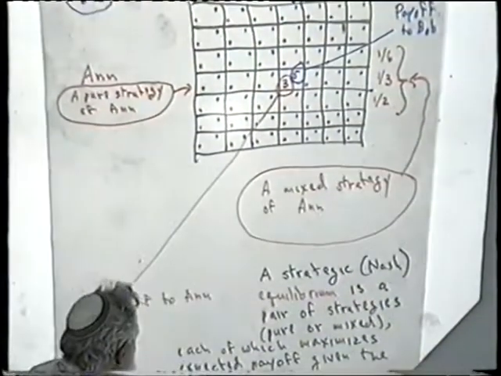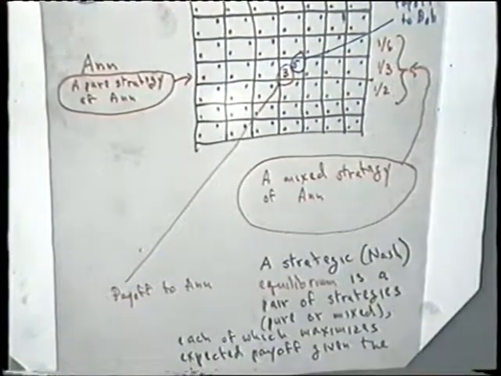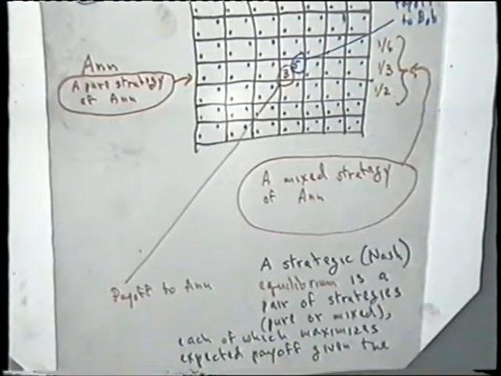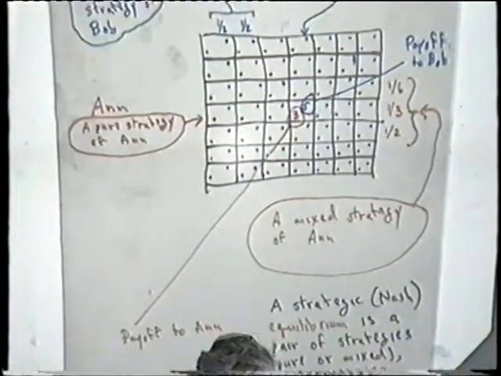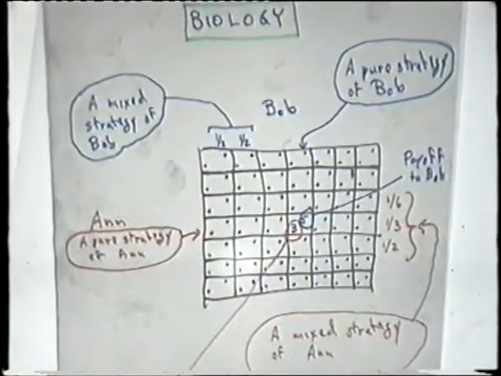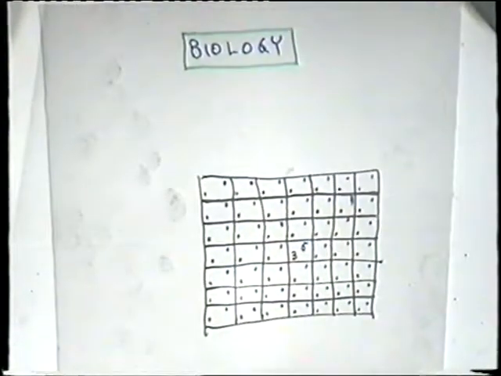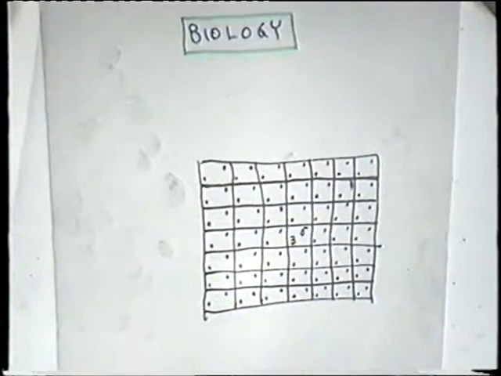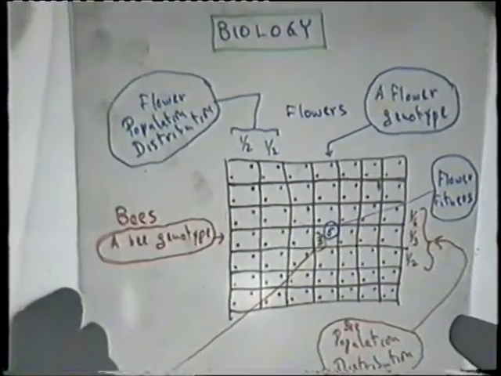And then we have a definition of equilibrium, which I wrote on the board before already. A strategic equilibrium is a pair of strategies, or an n-tuple in general, each of which maximizes expected payoff given the other one. Okay? That is straight game theory. Transformation. Now we get to biology. Okay? It's all different.